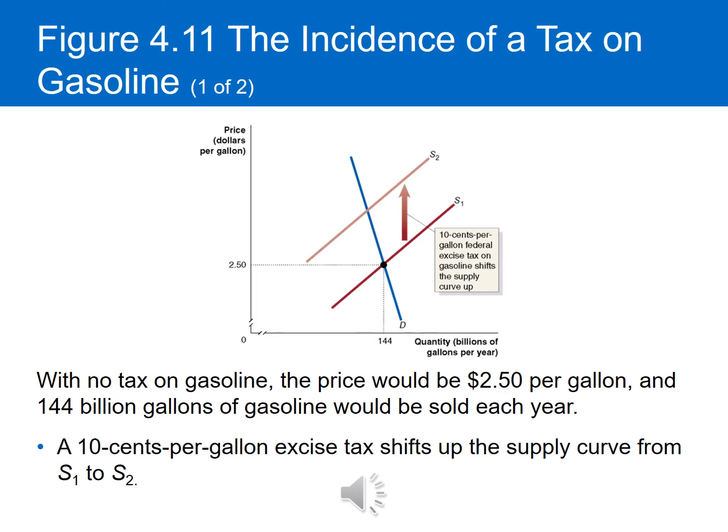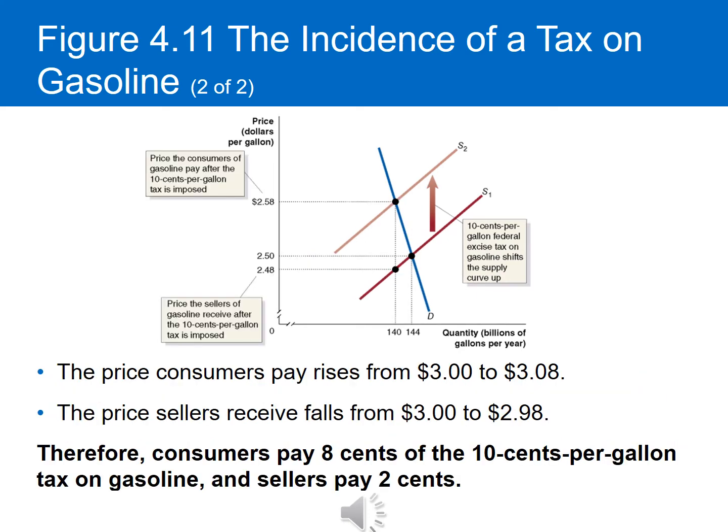If you add a 10 cent per gallon excise tax on gasoline, that's going to decrease the supply curve. So it's going to shift up the supply curve. The difference between those two supply curves at any given quantity is going to be 10 cents. So it's going to move it up, in this case, from S1 to S2. The price that consumers initially paid was $2.50 per gallon. Now, with the additional 10-cent tax, they're going to end up paying $2.58 a gallon, where S2 crosses the demand curve.